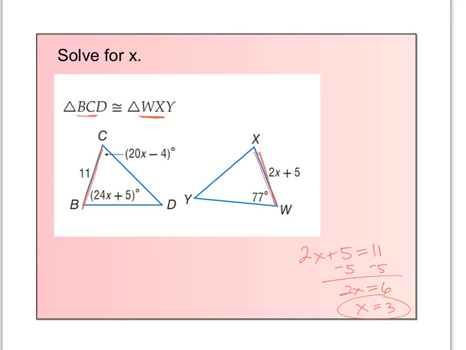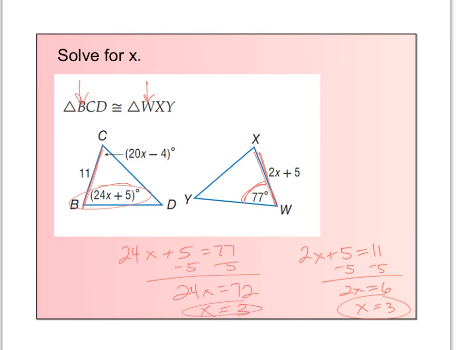But others of you might have said, let's look at those angles. So for instance, this 77 is W. W is the first letter. It should match with B, which is this. So some of you might have said, oh, 24x plus 5 equals 77. Minus your 5, 24x equals 72. Divide, and you get x equals 3. So it didn't really matter which way you set this one up. Either way, x turns out to be 3, and you're fine.